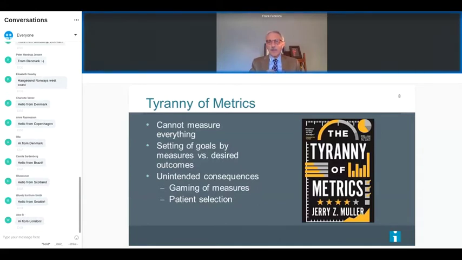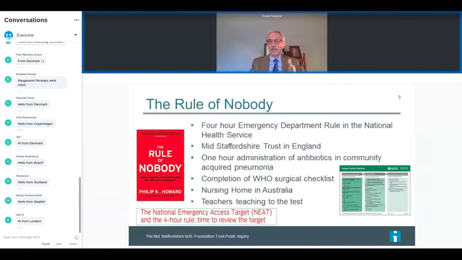We need to figure out how to set goals by measures or by the desired outcomes. Because if we do it by measures, there are unintended consequences. That is, there's gaming of measures, there's patient selection. We only choose those patients where we know there's the best outcome or the least amount of harm. Yet if we do it by outcomes, we're putting the patient at the center of what we do, which is really what this should be all about, because we are to care for the patient.